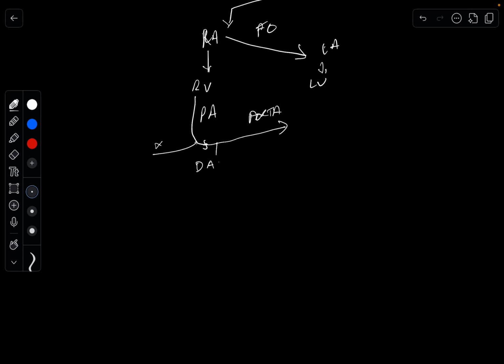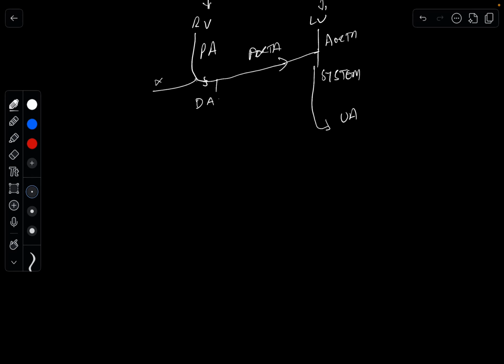Right. From left ventricle, this will flow to aorta. Aorta will also receive blood from the right ventricle. This will all go to the system, and some of it will go to the umbilical arteries. Okay.